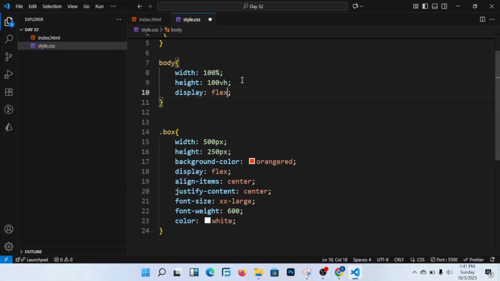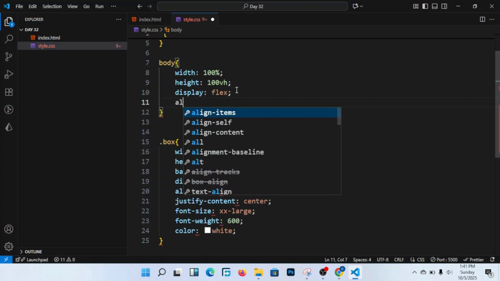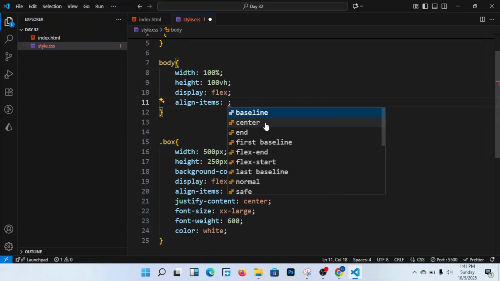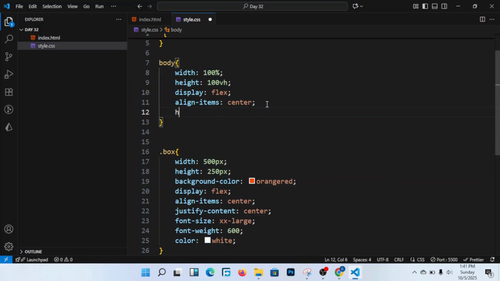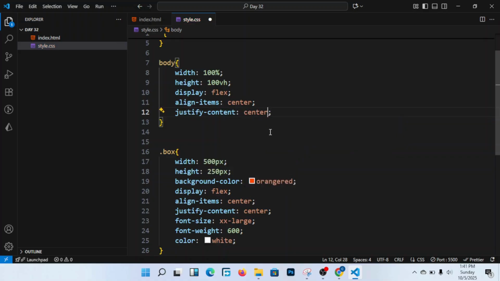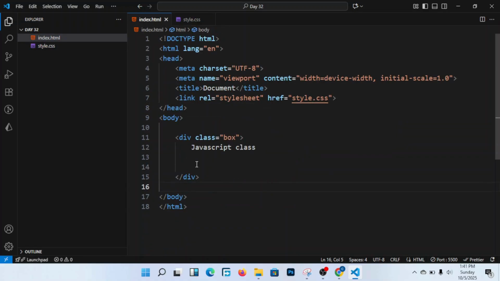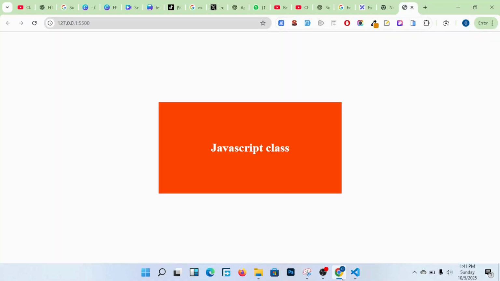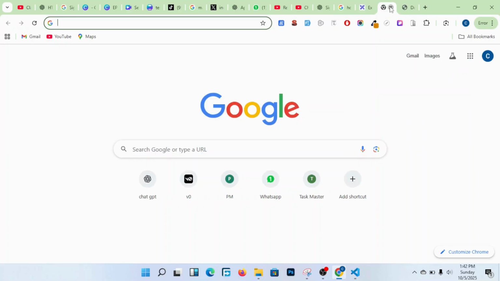Display flex, align item center, justify content center. So members, as you can see, this is just to remind us of HTML and CSS, but it's really nothing, because at this moment in time we're not going to handle anything here. Are you seeing, guys? We're not going to handle anything there.